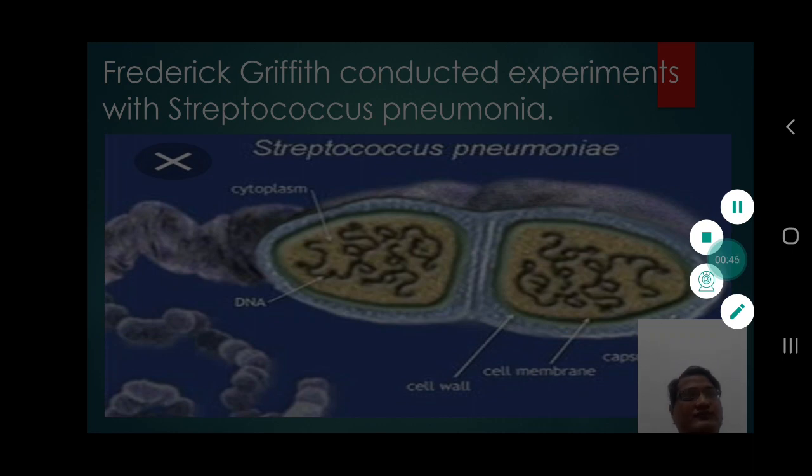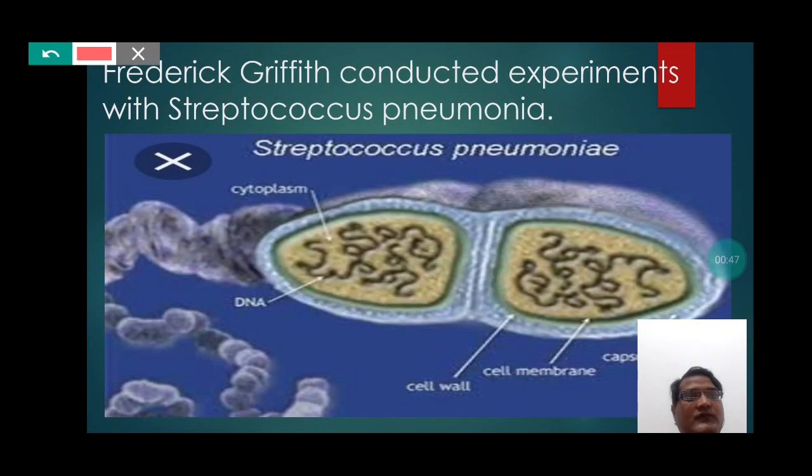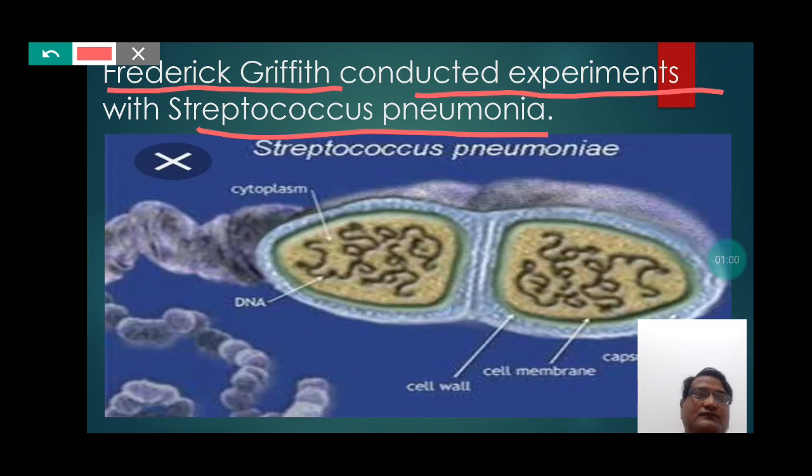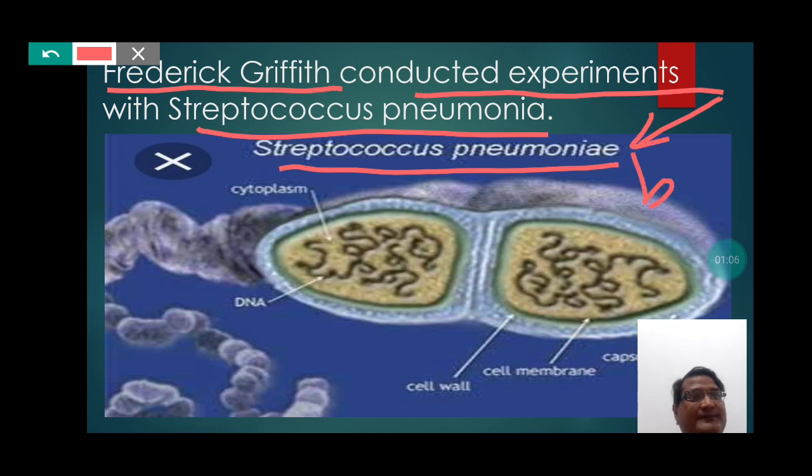So students, Frederick Griffith was a scientist who conducted various experiments with Streptococcus pneumoniae. Now students, Streptococcus pneumonia was actually a bacteria.